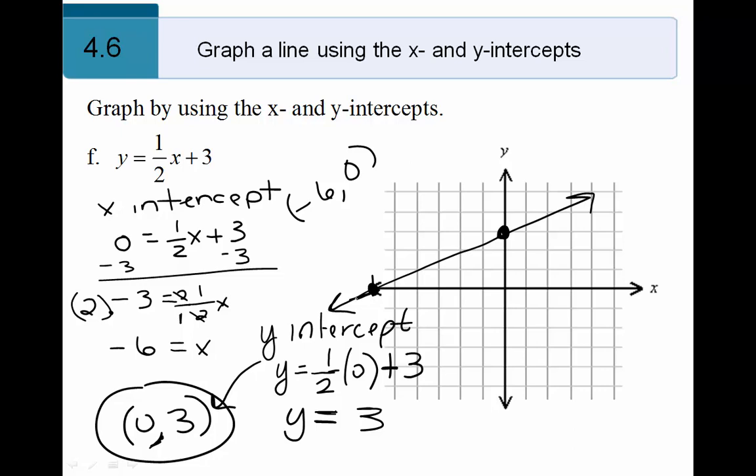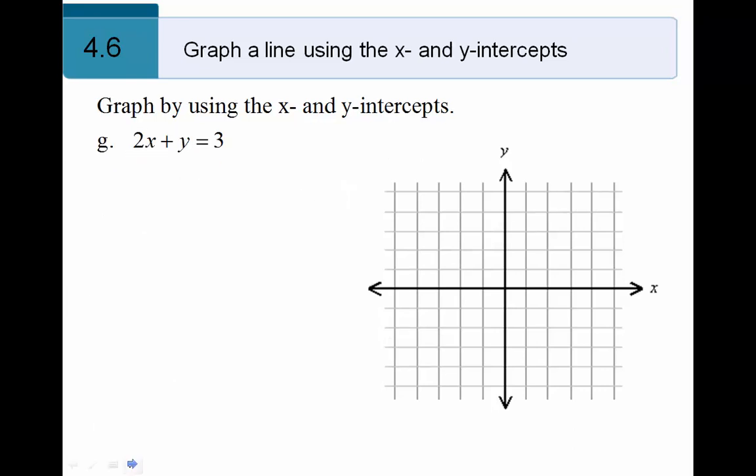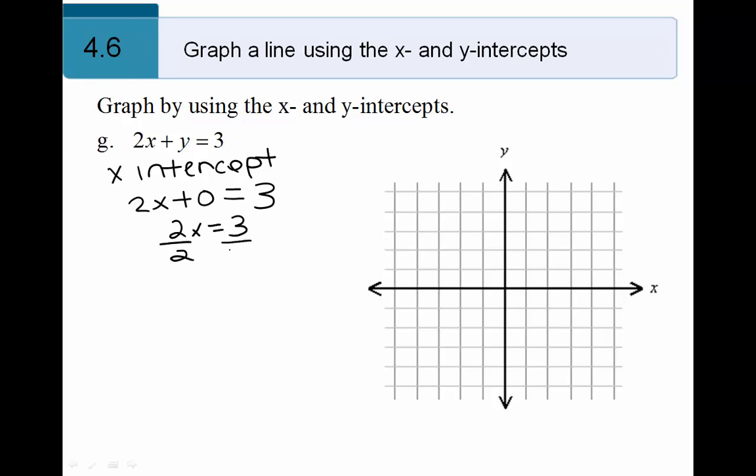All right, let's do one more of these. 2x plus y equals 3. X-intercept. Plugging 0 in for y. So I'm going to have 2x plus 0 equals 3. So 2x equals 3. Divide by 2, divide by 2. So you can see x is going to equal 3/2, which is 1.5. Okay? So that's 3/2, 0.